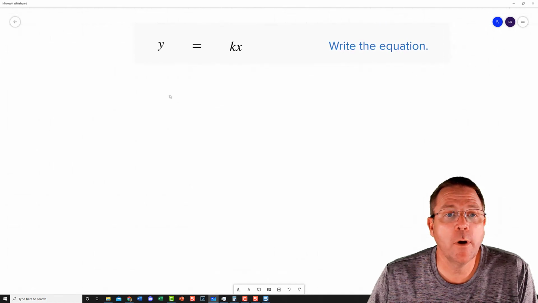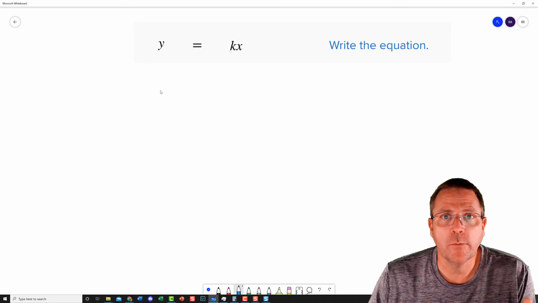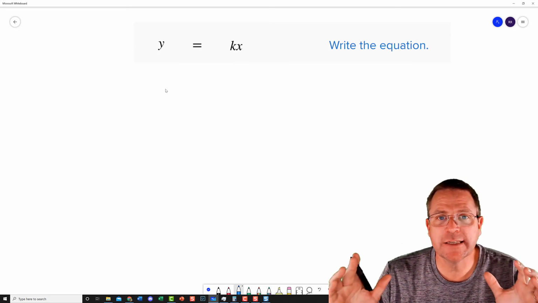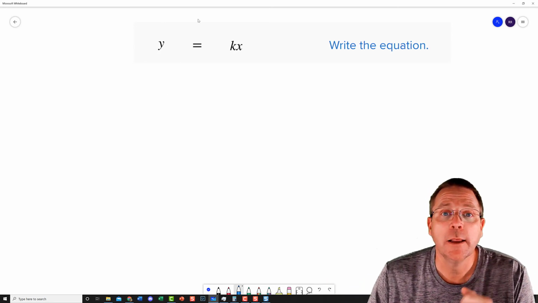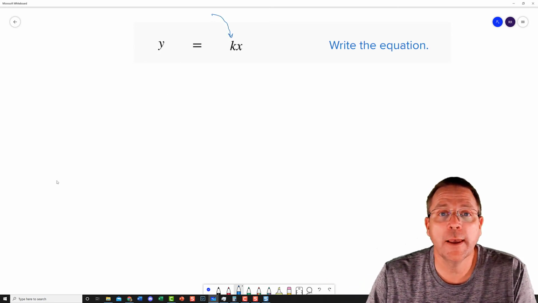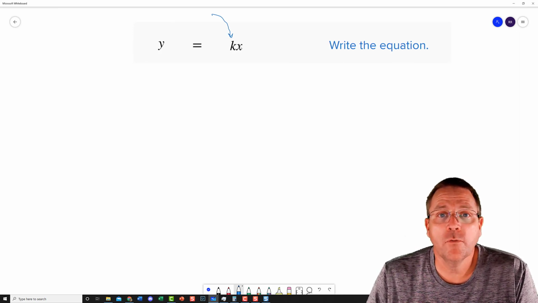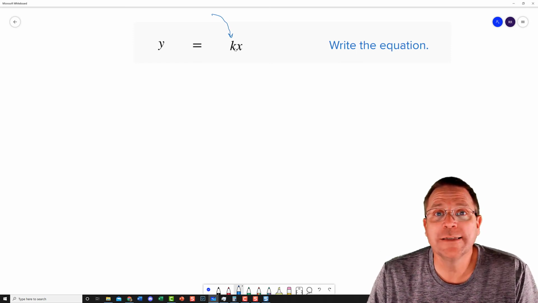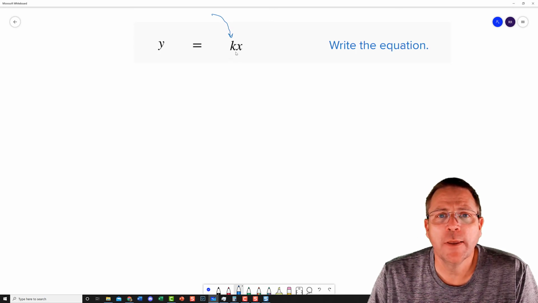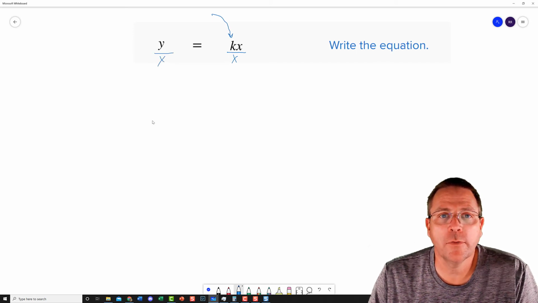So I'm going to take my y equals kx that they gave me, and I'm going to do what we call isolating the variable. In isolating the variable, you've got to do the same thing on both sides so that the variable you want to isolate is isolated. Our target variable is k. We want k all by itself. We ask ourselves, what is k doing to x? Well, k is multiplying x. What's the inverse operation of times x? That means to divide by x. And if I divide by x on the right, I also have to divide by x on the left.